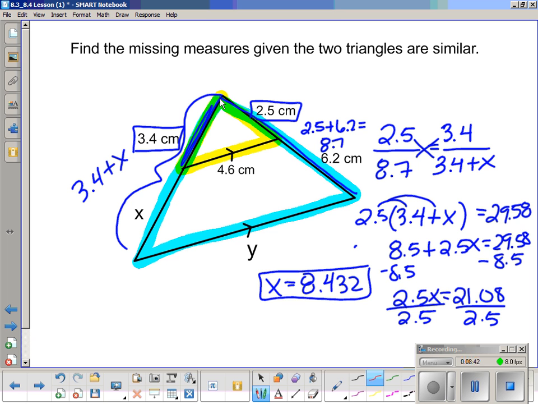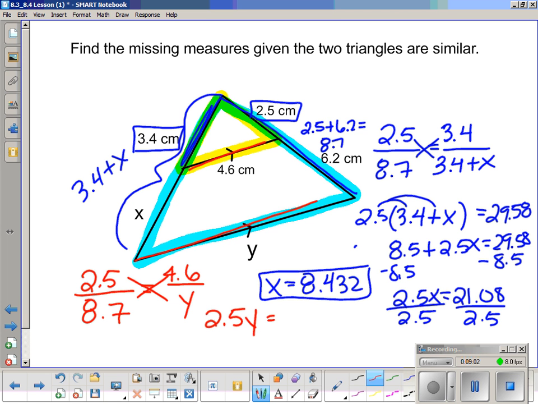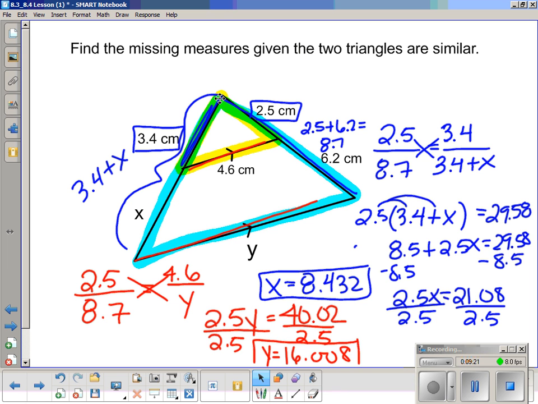So see if you can set up a ratio to find y. So if I use that 2.5 over here, over my total side, which is 8.7, the base of the small triangle is 4.6. The base of the big triangle is y. This one's a little bit easier to solve because I don't get those parentheses. 2.5y equals 8.7 times 4.6, 40.02. I'm going to divide by 2.5. And I get 16.008. So I hope that you can see how I've set those up.